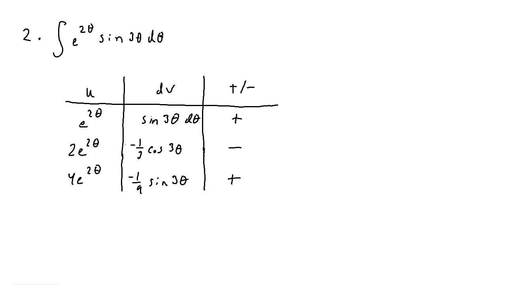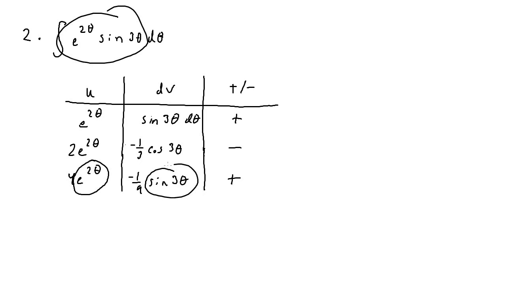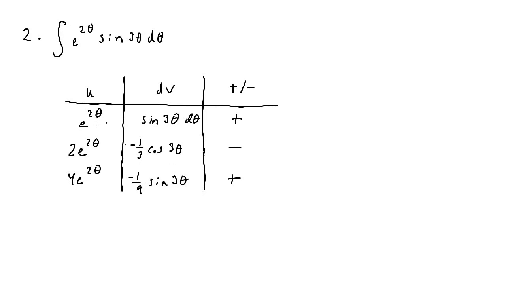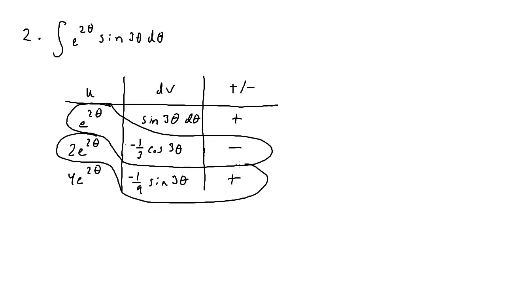And the reason why is if you look at the integral that we got started with, e to the 2 theta times sine of 3 theta, and now we look at the last column of u and dv, we also have the same e to the 2 theta sine of 3 theta. So I'm going to go ahead and write out the terms now. So once again, we start with the topmost u column, go down to the right and circle back. Same thing, and then we stop right there.